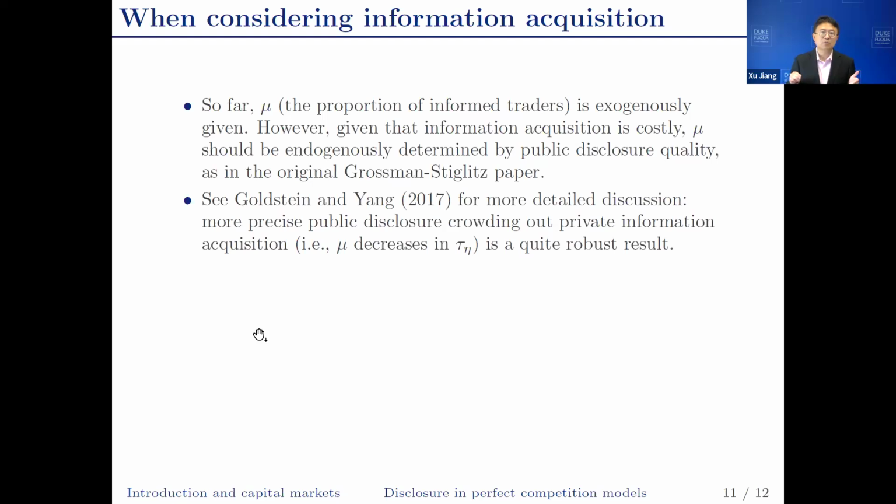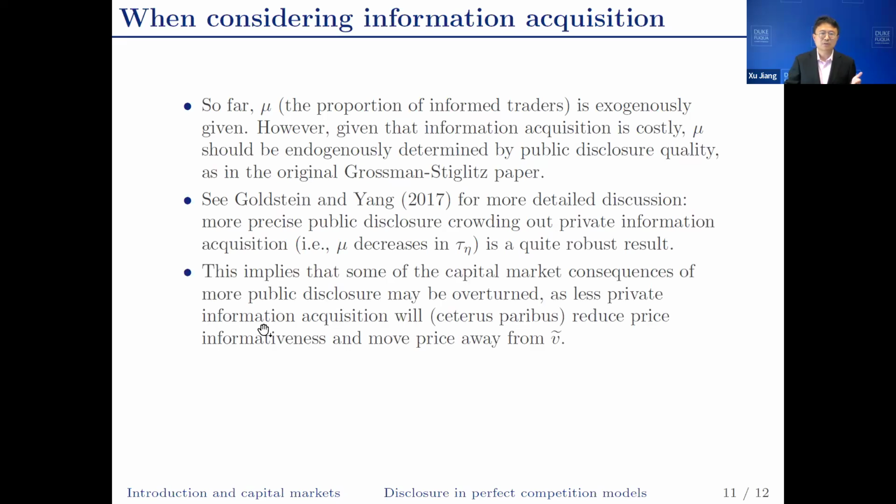And the reason is very straightforward. With more precise public disclosure quality, informed traders are going to get less trading profits. And because information acquisition is costly, there will be fewer informed traders acquiring information. So mu is going to decrease.